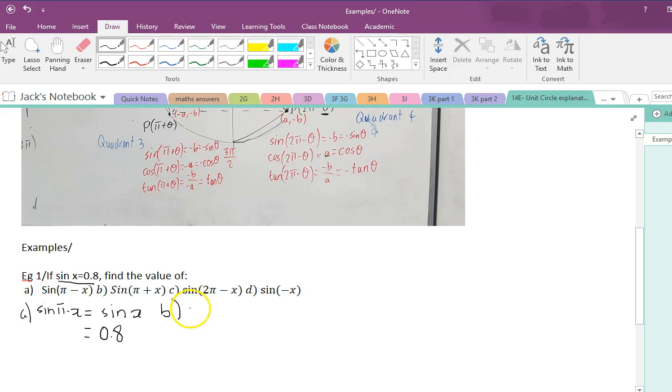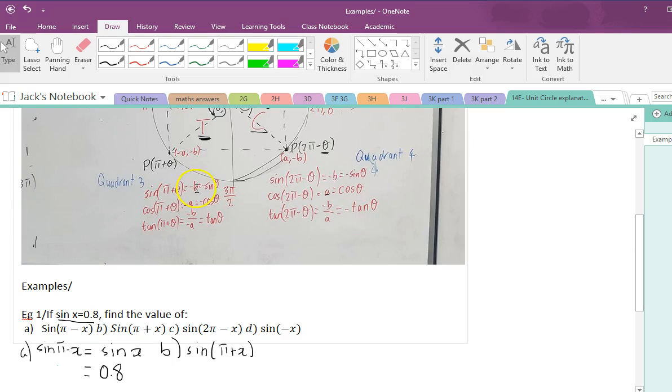So sine of pi plus x. Okay? So pi plus x, we know it's in the third quadrant. In the third quadrant, sine of pi plus theta is equal to negative sine of the reference angle, which in this case is x. Negative sine x, sine x is 0.8, so that's negative 0.8. Once again, sine x is 0.8, and this time we've got the negative. Okay, so sine of pi plus x is negative 0.8.